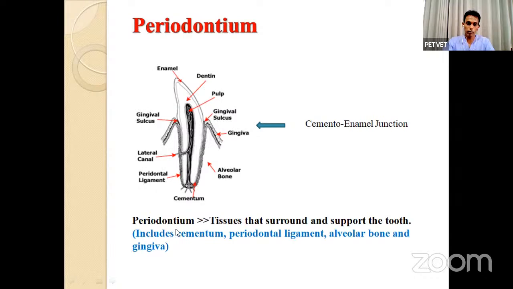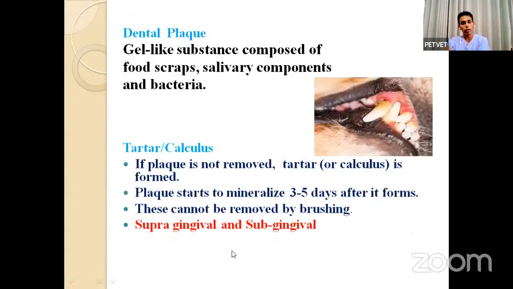So the term periodontium includes tissues that surround and support the tooth. That includes cementum, this cementum, and the periodontal ligament, alveolar bone, and the gingiva. So those four parts are the components of the periodontium.